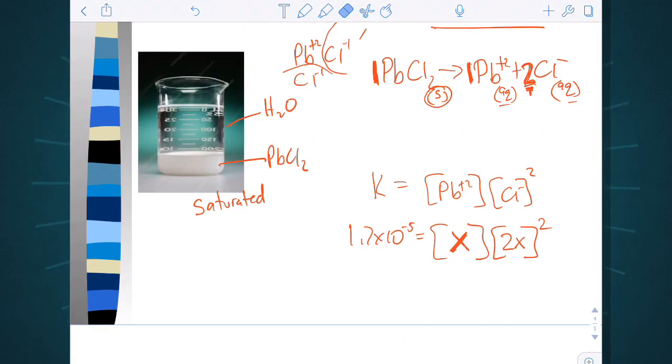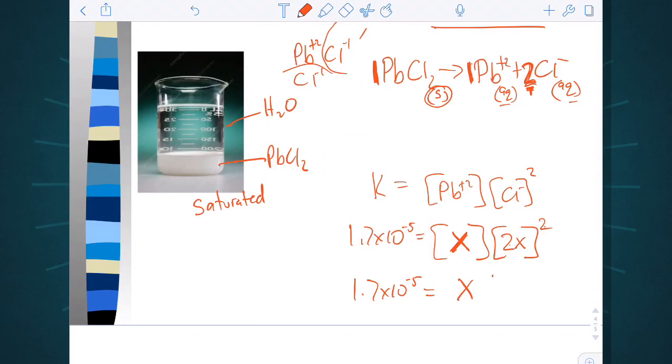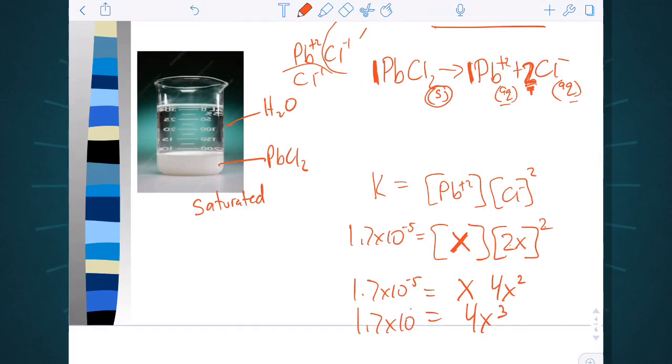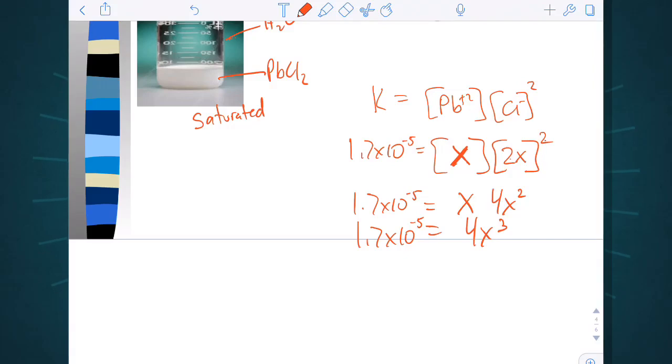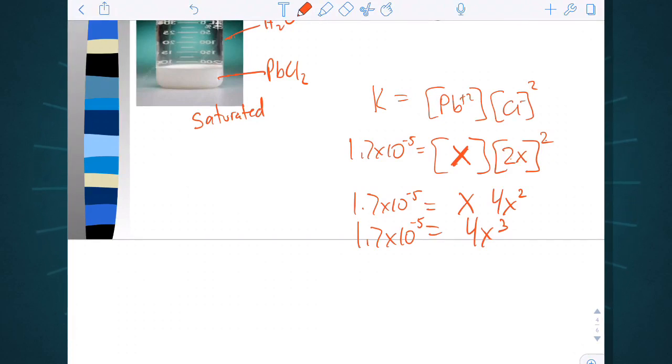So let's see if we could figure out what that X value is. So we go 1.7 times 10 to the negative 5 is equal to X times, so 2 squared is 4X squared, which is going to be equal to 4X cubed. And so to get X by itself, let me get the calculator going here. We're going to go 1.7 times 10 to the negative 5, divide by 4, equals, and then we're going to find the cube root button, right? So basically it's 4.25 times 10 to the negative 6 is equal to X cubed.